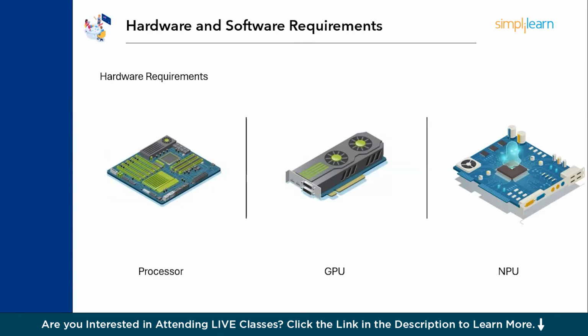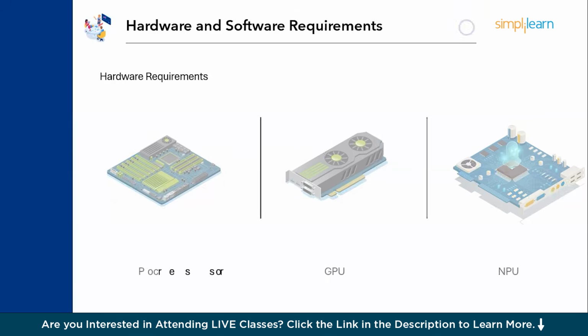And lastly, the neural processing unit. On systems equipped with NPUs, such as Intel Core Ultra processors with Intel AI Boost, web neural networks can offload computations to these specialized units for improved efficiency. Now, let's proceed with the software requirements.